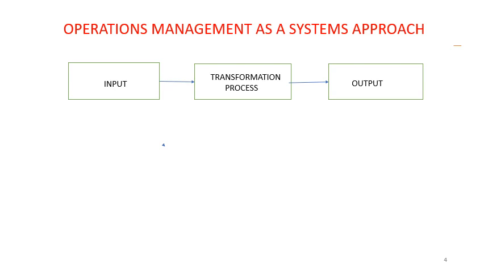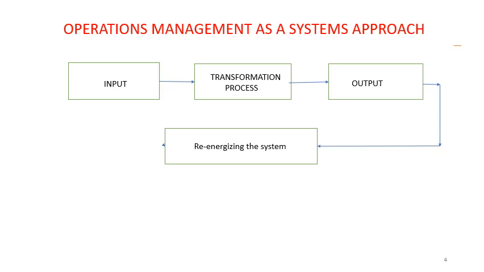We cannot leave the transformation process as it is. At any point of time we need to have a recheck, a feedback or a control system to check whether we are going in the right direction or not. So we have a re-energizing control system which checks the output at various stages. Any deviation from what is set, it sends back a signal or message at the input level so that corrections can be made, and again these inputs are passed through the transformation process to get the desired output. So this is a continuous loop here.